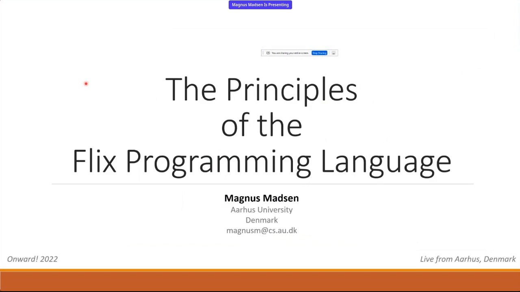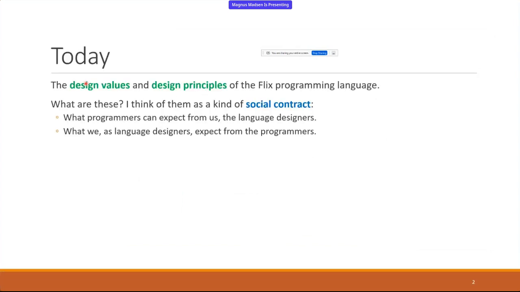So today I'll tell you a bit about how we design and develop the Flix programming language. In particular, I'm going to tell you about two things: the design values and design principles of the Flix language. And what are these? Well, I think of them as a social contract. This is a way of writing down what programmers can expect from us as language designers, and what we as language designers can expect from programmers.